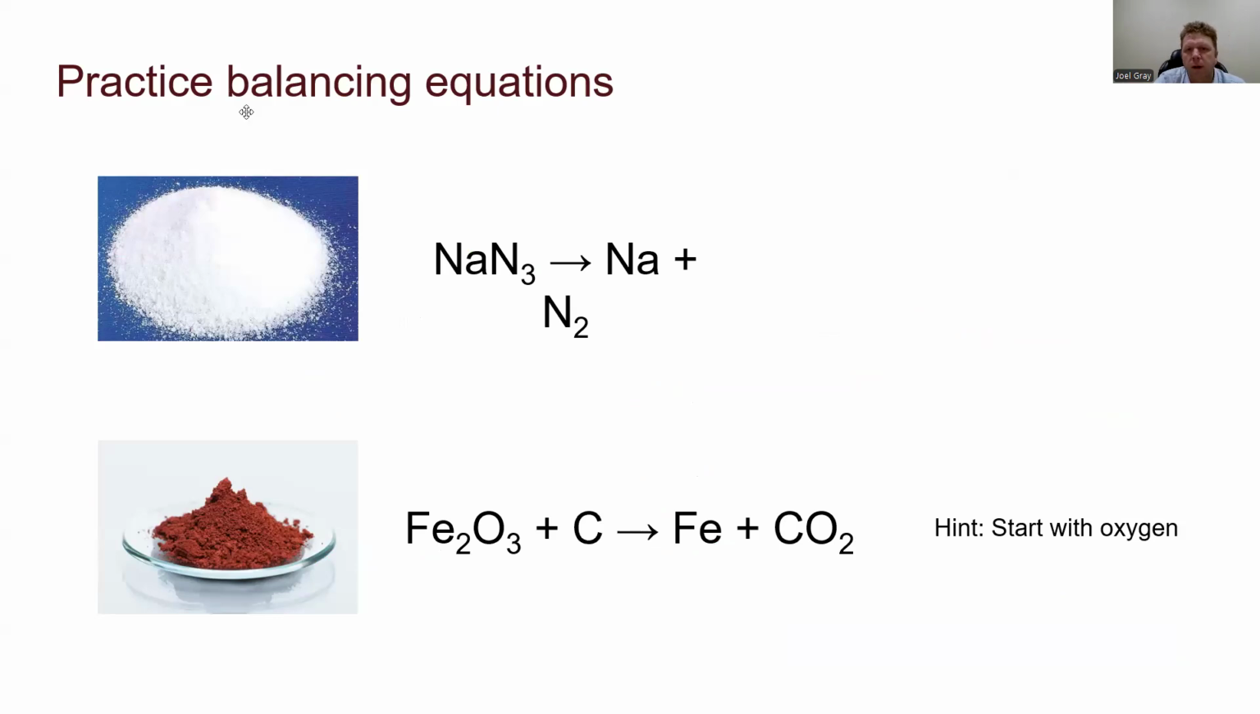Now, practice balancing some chemical reactions. We've got NaN3 yields Na plus N2.